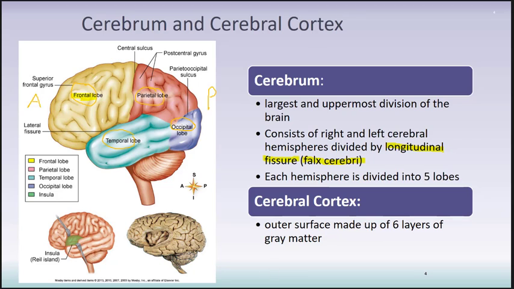And last thing I'd like to point out is that the lobes of the brain correspond with the cranial bones that overlie them. So recall the frontal bone, the parietal bone, the occipital bone, and the temporal bone.